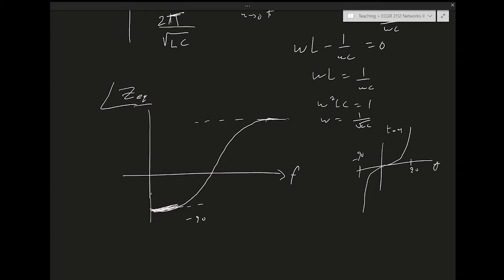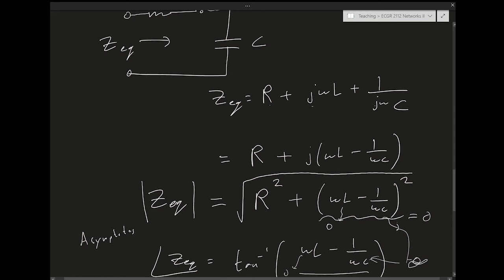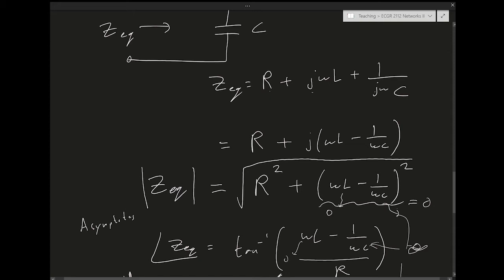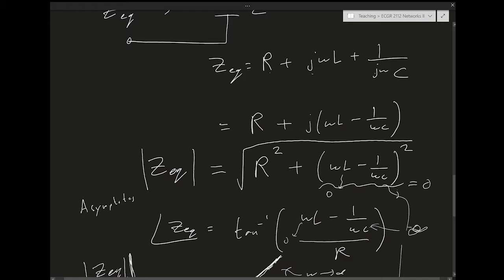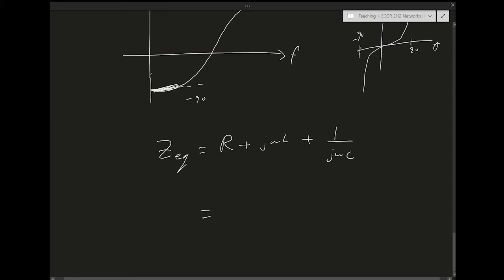Okay. We can manipulate Z equivalent further to get a transfer function, or to get a rational complex number. I'll explain what the transfer function is later in this lecture. Right, so Z equivalent equals R plus j omega L plus 1 over j omega C. You know, we could always try to combine this into a single ratio of complex numbers.